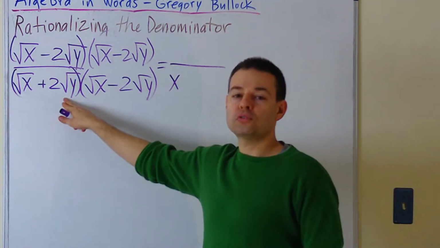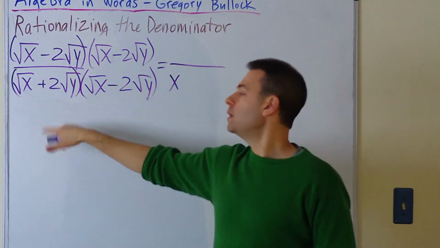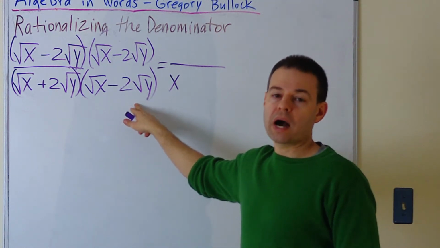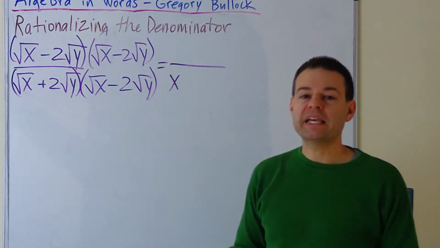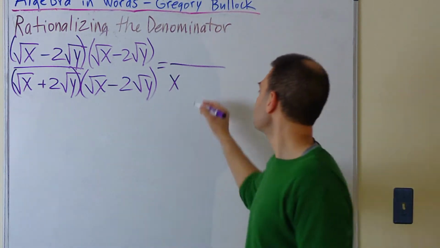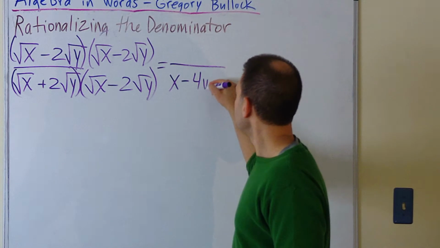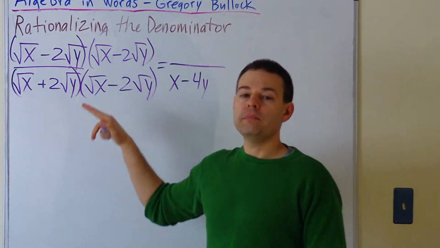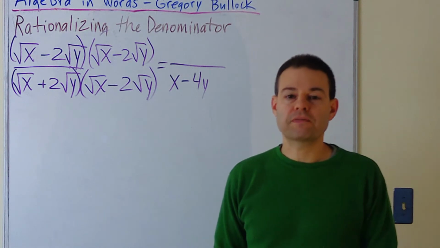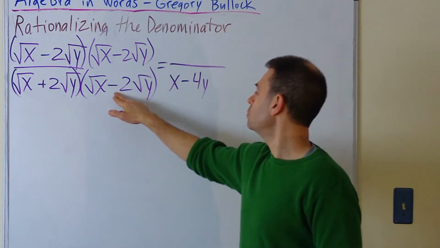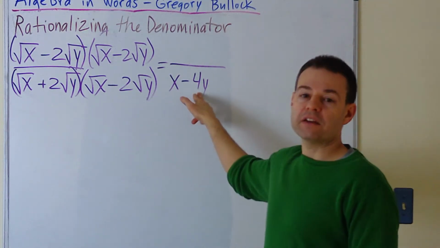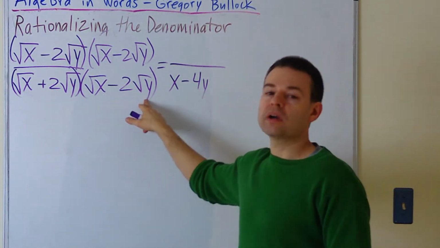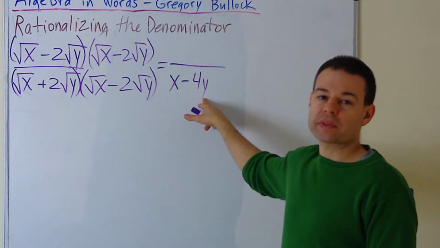And the square root of 2 square root of y, 2 square root of y times negative 2 square root of y is going to be negative 4y. And let's just clarify why that is. Make sure that you multiply the coefficients first. 2 times negative 2 is negative 4. And then the radicals. The square root of y times the square root of y is y. That's where that comes from.